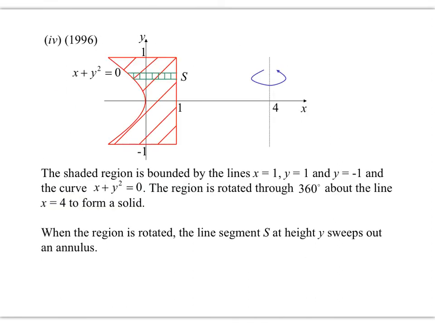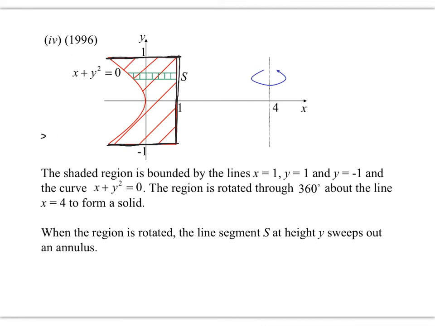Alright, a past HSC question, 1996. We end up getting a shaded region bounded by the line x equals 1, which is that line here. Y equals 1, which is that line here. Y equals -1, which is that line here. And the curve x plus y squared equals 0.